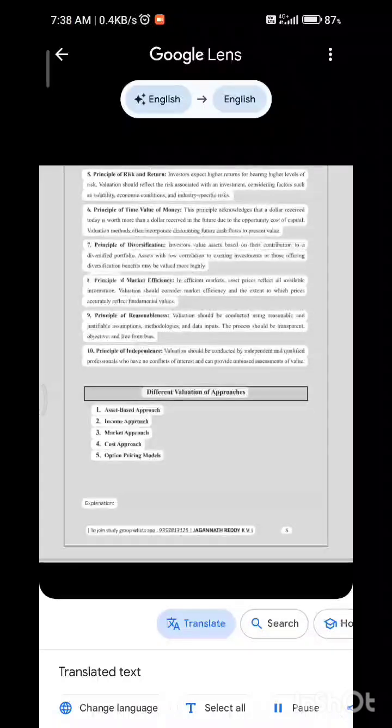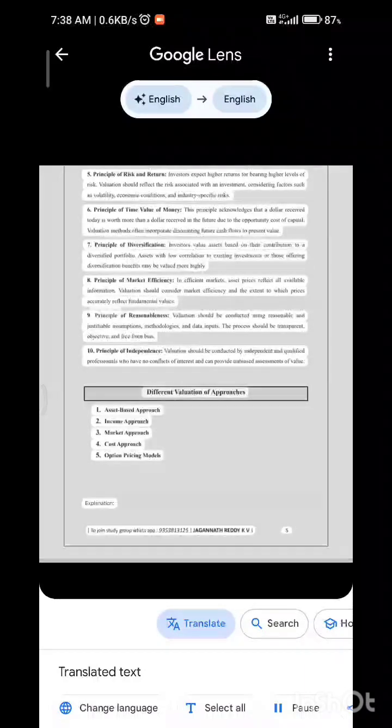8. Principle of market efficiency. In efficient markets, asset prices reflect all available information. Valuation should consider market efficiency in the extent to which prices accurately reflect fundamental values.